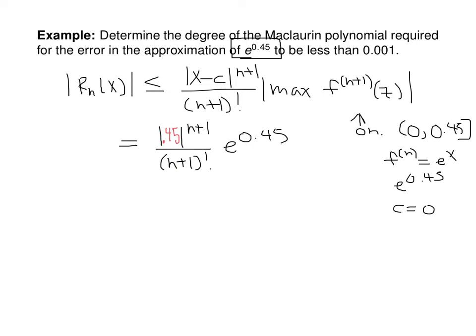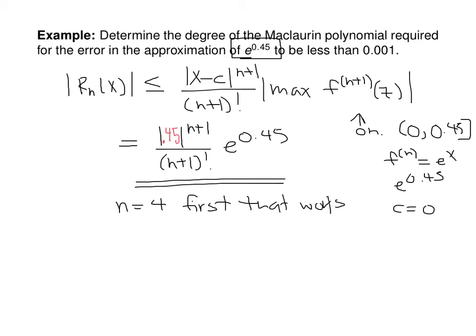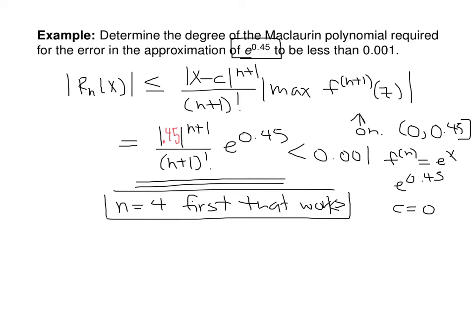And at this point in time, what you can just do is test various values for n, and n equals 4 is the first one that works, so that this value is less than 0.001. So as long as you use 4 terms in your Maclaurin polynomial, the error in approximating e to the 0.045 will be less than 0.001. It may be the case that fewer than 4 terms works, but 4 terms is guaranteed to work.